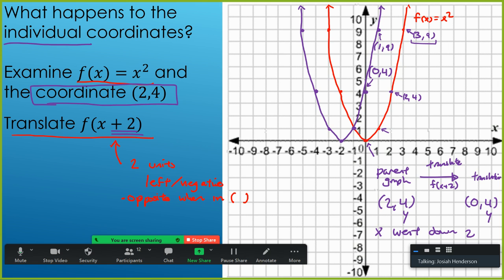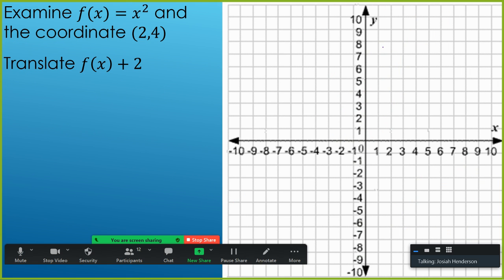Let's do another one. For this, I wanted to look at the same function, and we'll just focus on that same point, 2, 4. But here I have a different translation, f of x plus 2 on the outside. So real quick, I'm going to throw in our parent graph in purple. And now we're going to do a vertical translation. How do we know it's vertical? Look at that translation rule. It's outside.